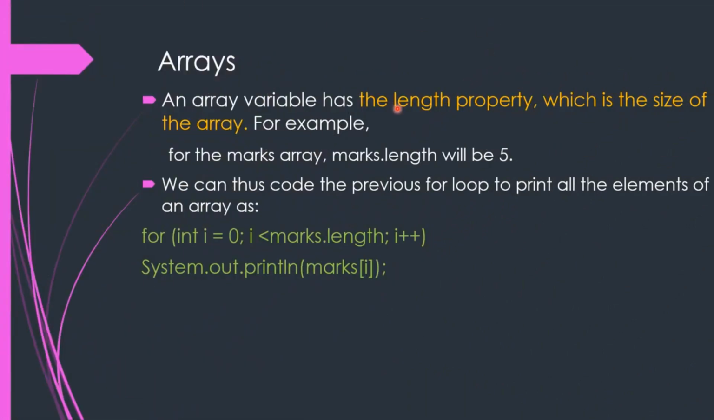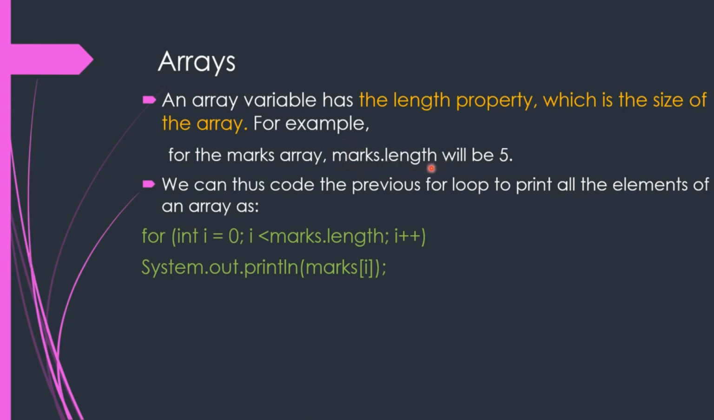Now let us discuss the length property of an array. So what is the length property? Basically it is the same thing as the size of the array, means whatever is the size of the array, it is called its length. So for the marks array that we had just used, the marks length will be 5. We indicate the length property in the following way. We just give the name of the array, then we put a dot and then length. This keyword is used to indicate that we are giving the length property of the array.